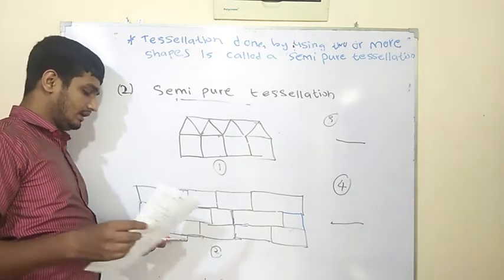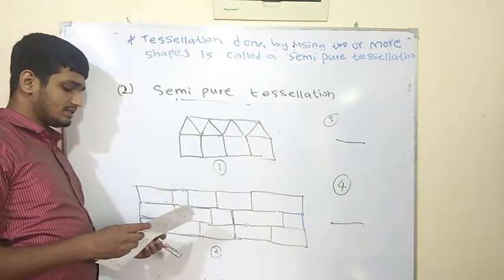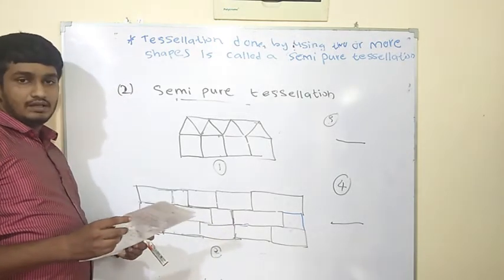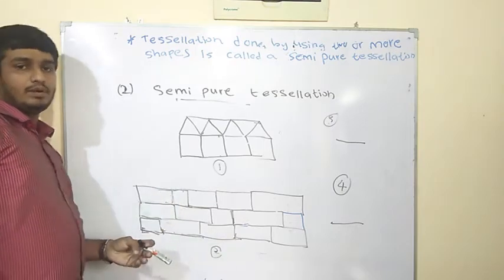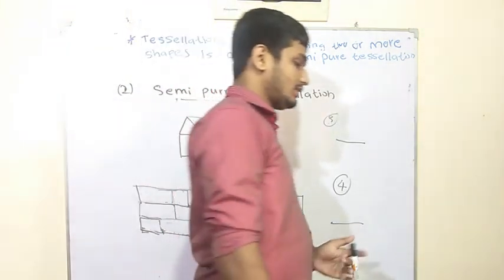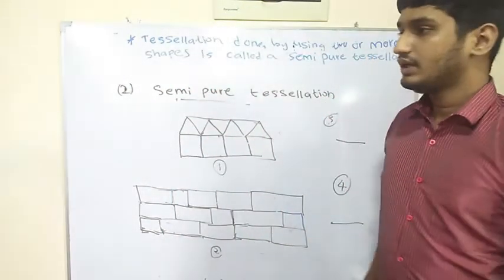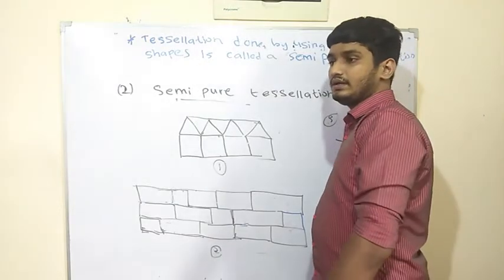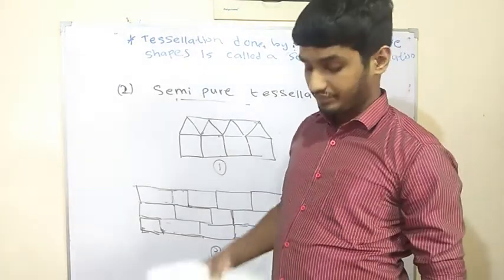Next one. Name the 2 kinds of tessellations. It's very easy. Pure tessellation and semi-pure tessellation.